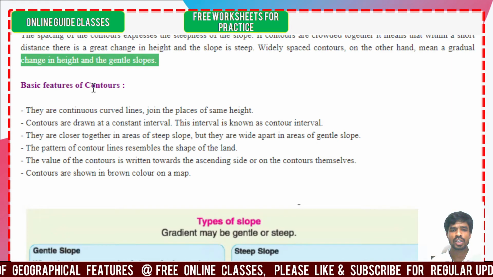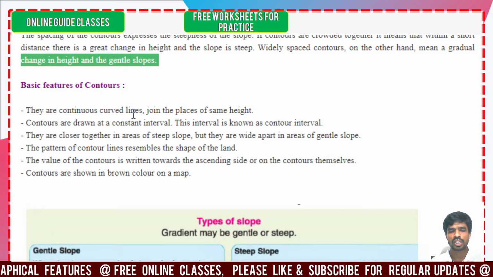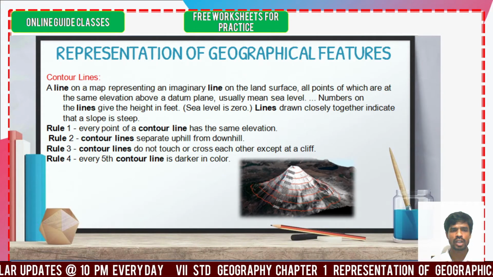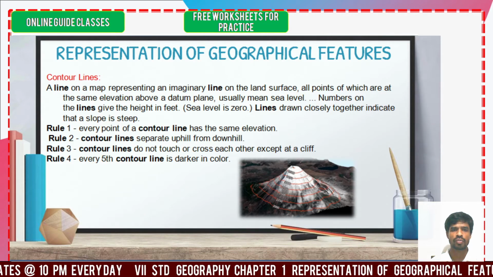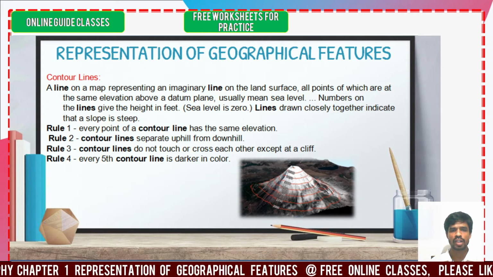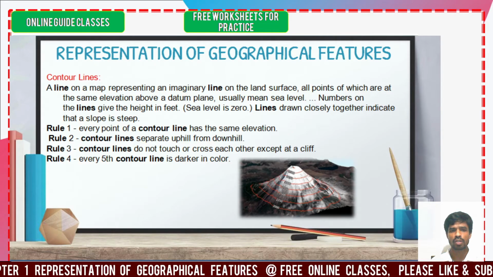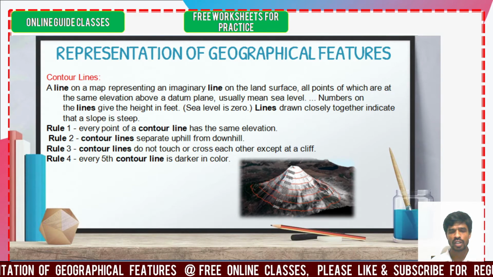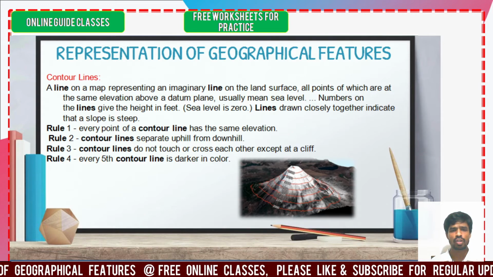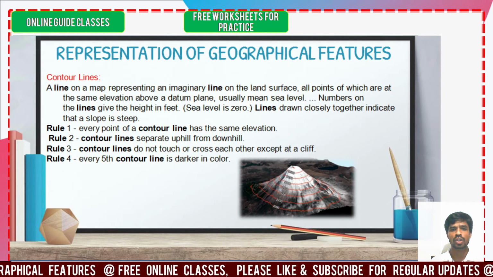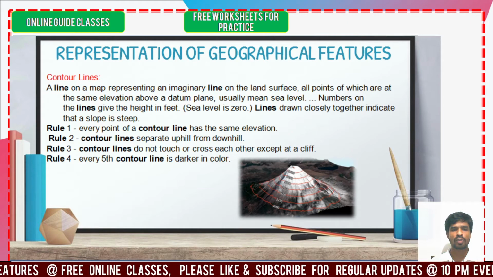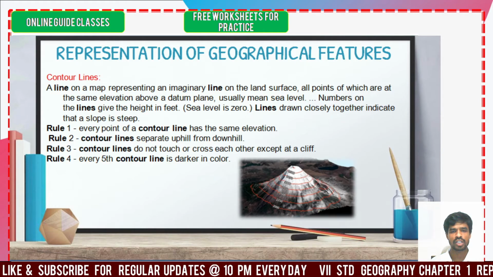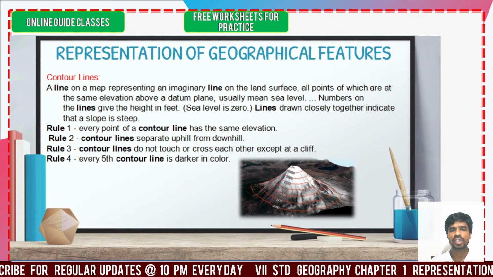Okay, let's study the basic features of contours. They are continuous curved lines. Hope you all can see over here. These are curved lines. As I told you, I had explained this particular point already. What is rule number 1? Every point of a contour line has the same elevation. And what is rule number 2? Contour lines separate uphill from downhill. Uphill is different, downhill is different. And rule number 3, contour lines do not touch or cross each other except at a cliff. Rule number 4, every fifth contour line is darker in color. They are continuous curved lines, as I told you in the beginning. Curved lines join the places having the same height.